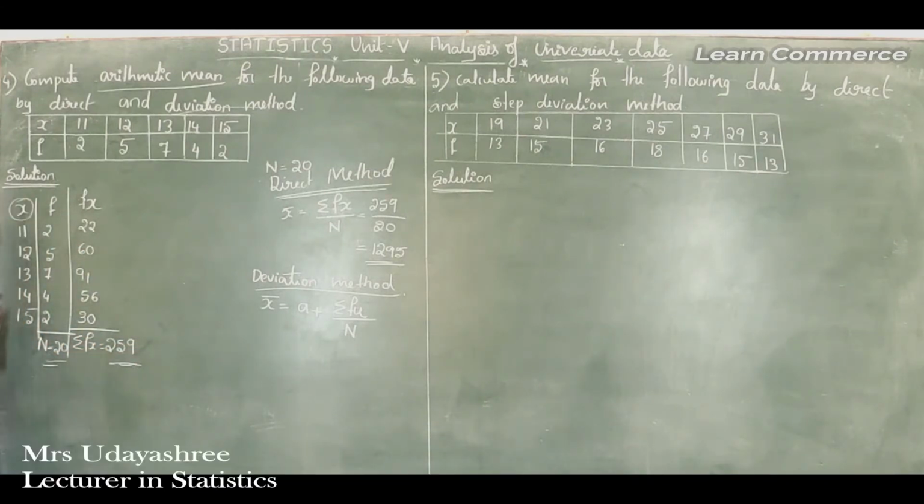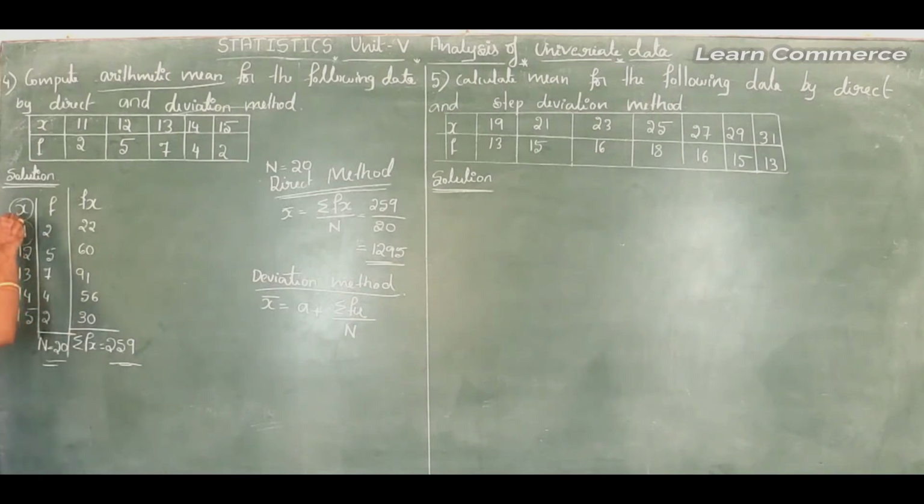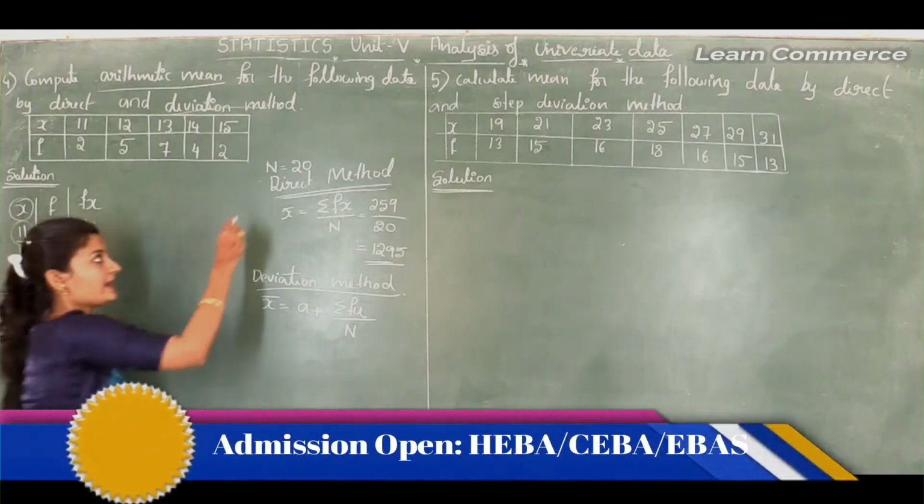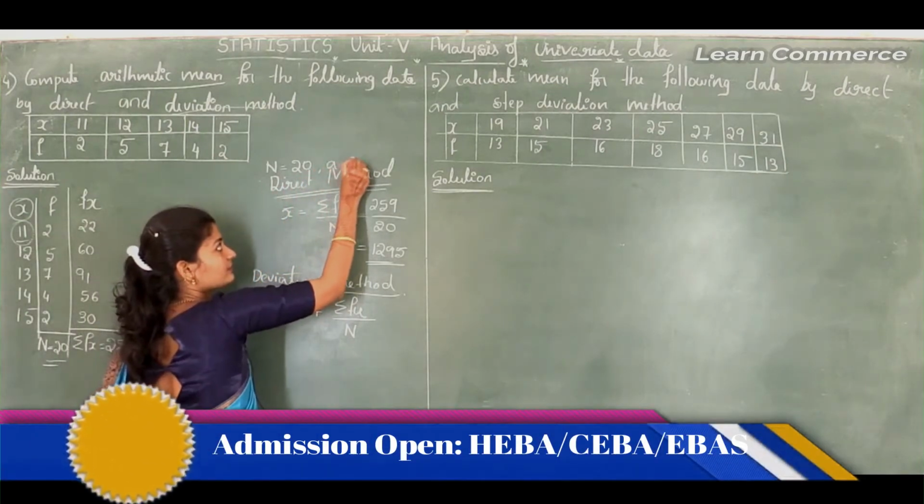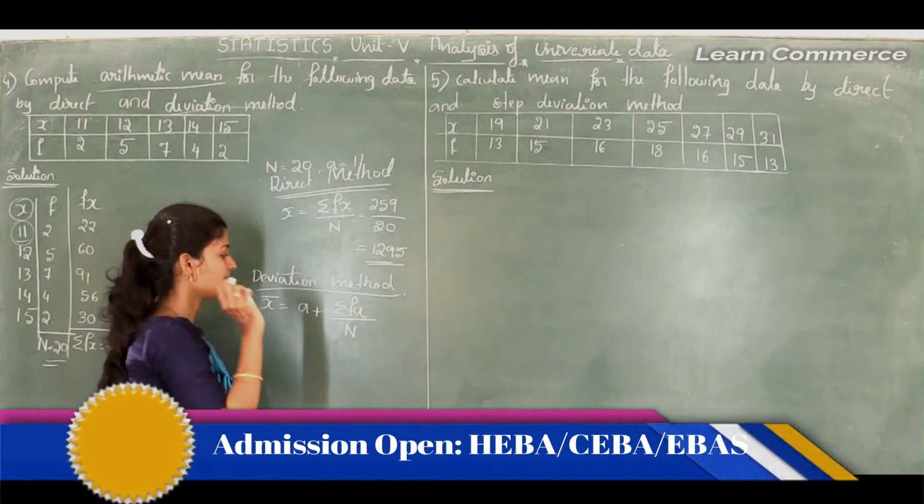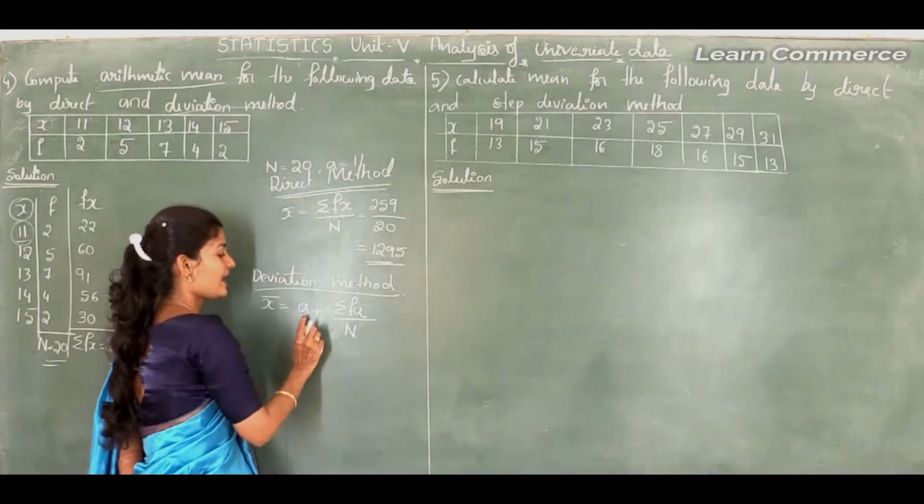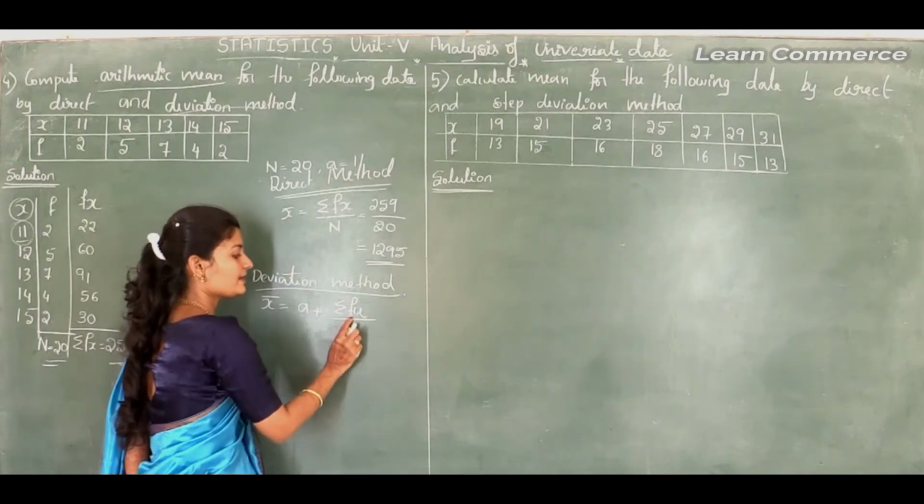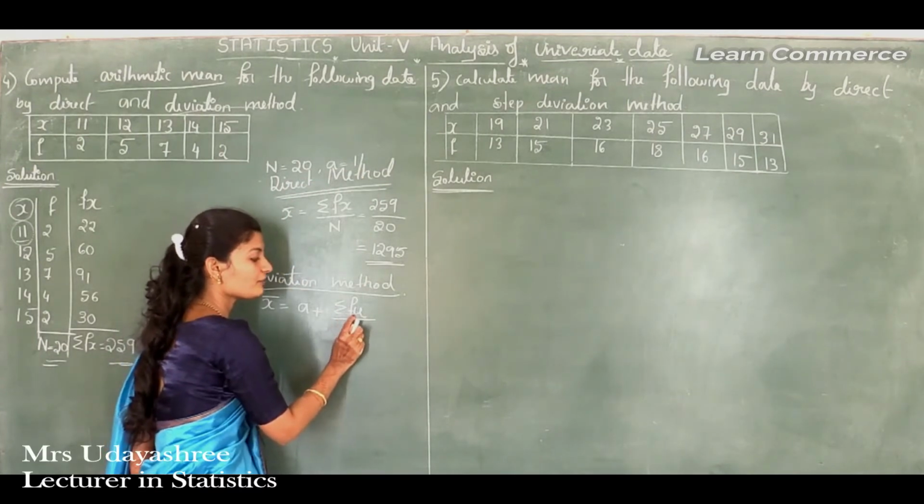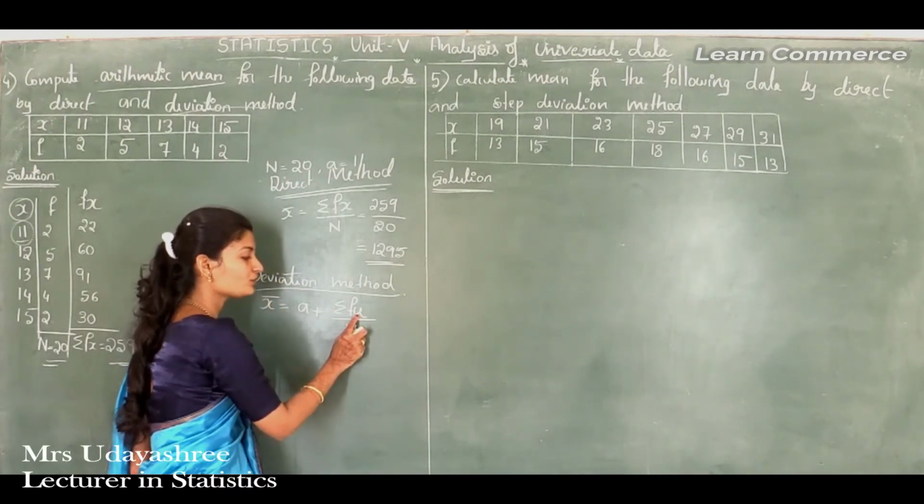Here I will take a as 11, the smallest value in the x observations, to avoid negative values. So here a is 11. Capital letter N is there, and here a is 11. Then next we need to calculate the sum of f into u. So how to calculate u?